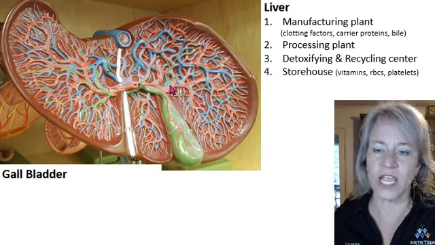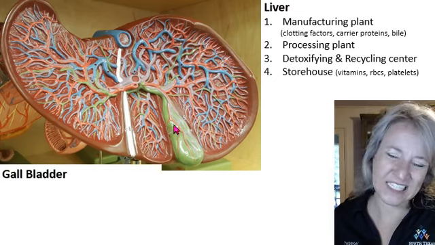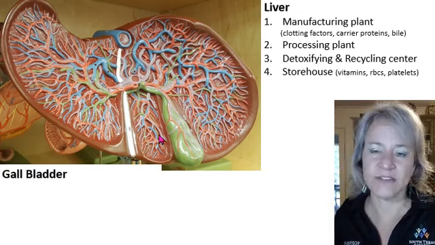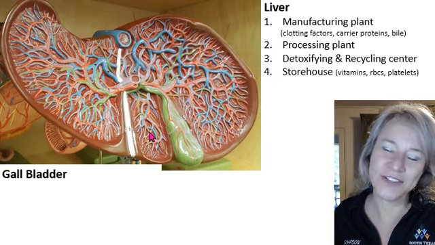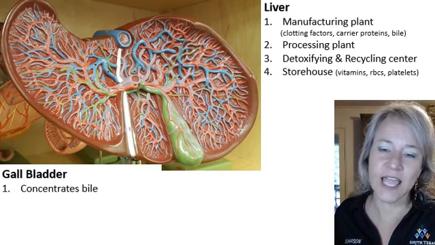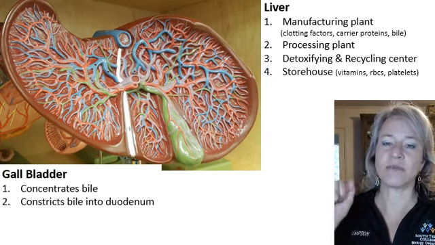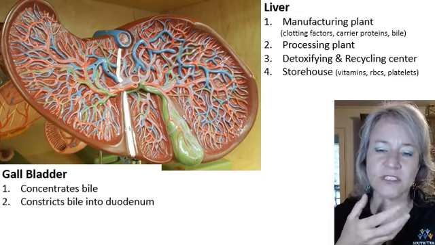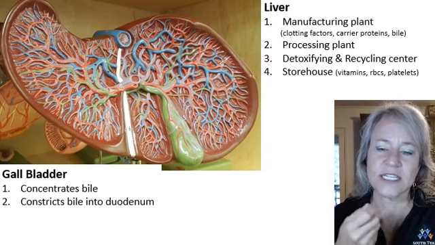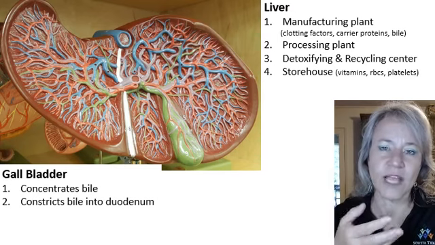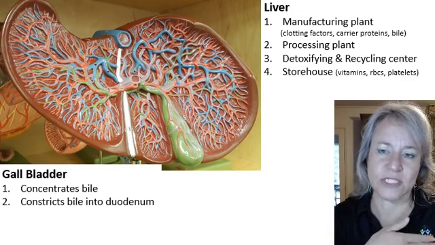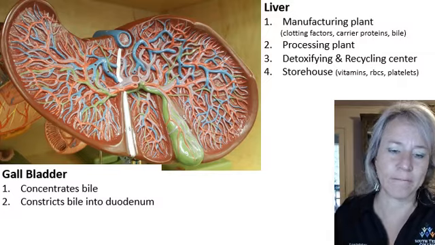Now the gallbladder, on the other hand, is just a little bitty sac from the back of the liver. It's not a vital organ. You can live without the gallbladder. It's nice to have, though. It concentrates the bile and it constricts the bile into the duodenum. So it just stores the bile, concentrates it, and dumps it into the duodenum. Now, if you don't have the gallbladder, the liver does this. The liver dumps bile into the duodenum. So you do not have to have the gallbladder.